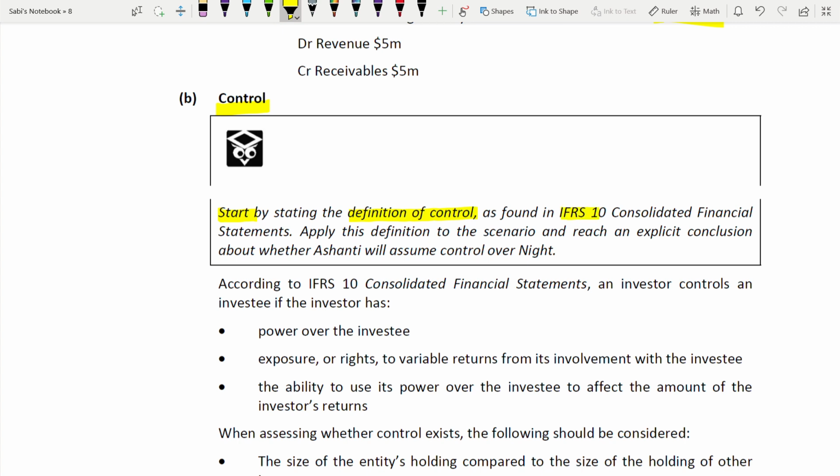As found in IFRS 10. It's in your textbook. You can go through IFRS 10 or you can see the videos also. The definition is given there. So according to that definition, you give the definition of control. Apply this definition to the scenario and reach an explicit conclusion, whether Ashanti will assume control overnight or not. Here you just cannot say that because it is less than 50%, it does not have control. No, you have to read the other facts also. According to IFRS 10, you have to tell.